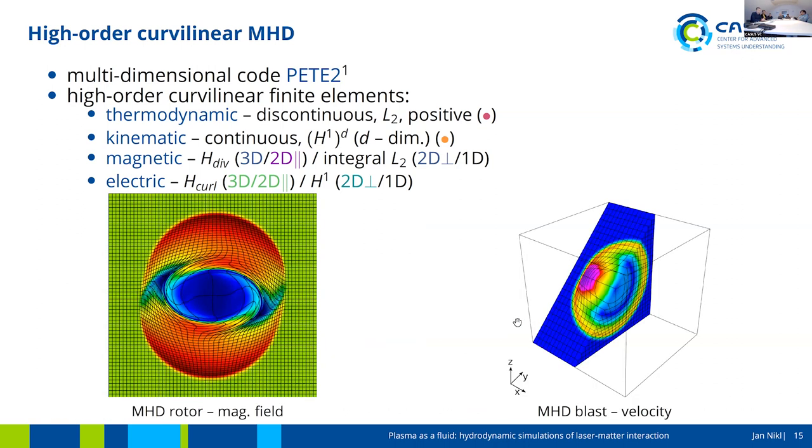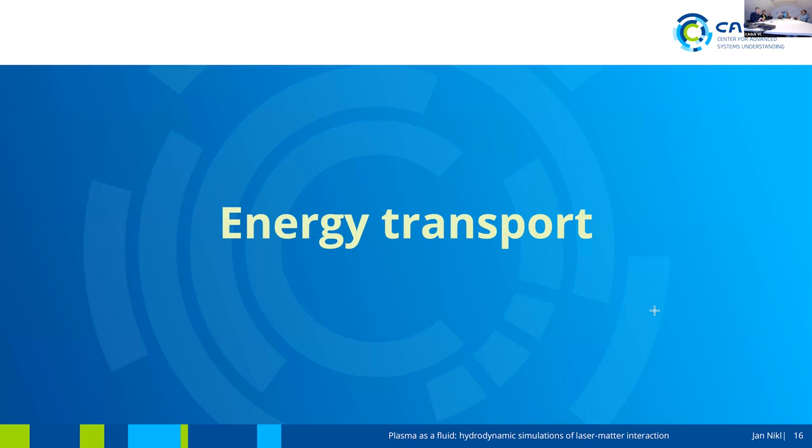And what we can do with such code, for example, on the left, you may see an MHD rotor. So it's a cylinder which slows down due to emission of torsional magnetic Alfvén waves. And on the right, it's a blast or explosion in a strong external magnetic field, which then induces a strong asymmetry of the problem. Okay, so that was about the dynamics.